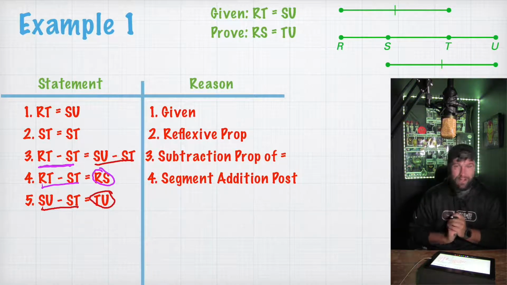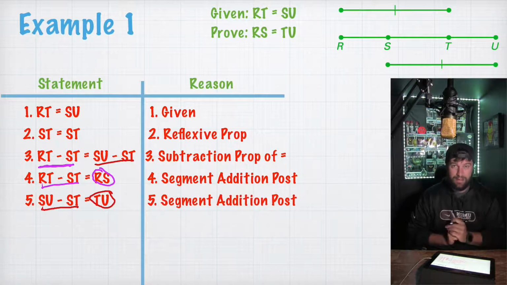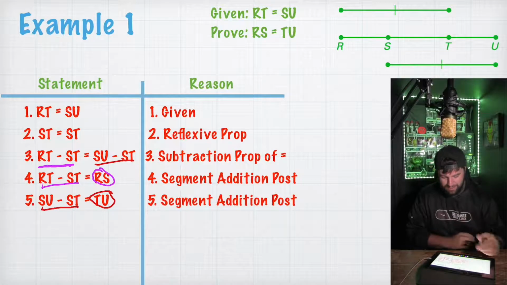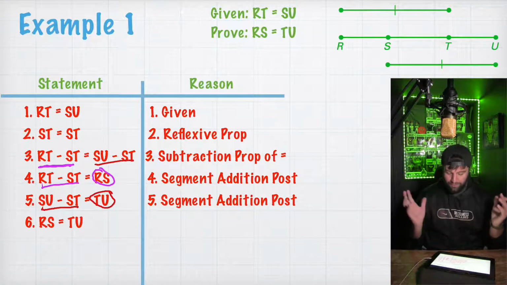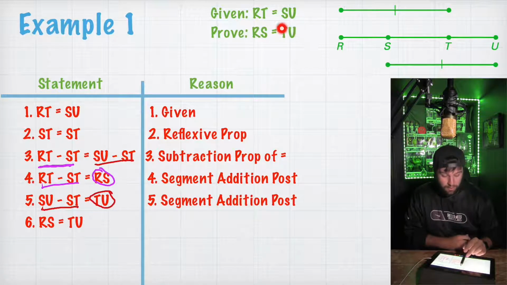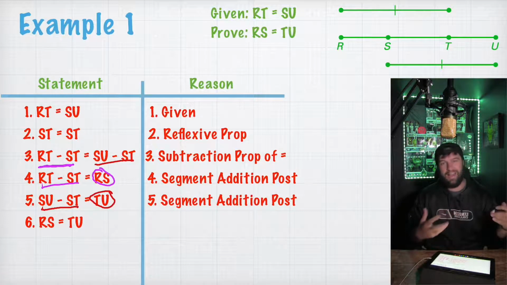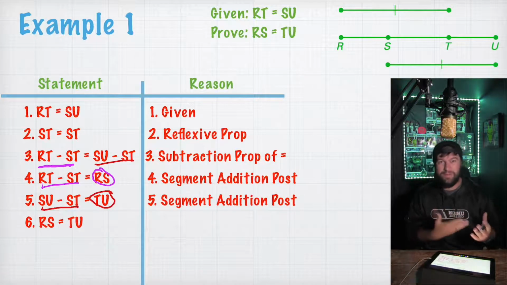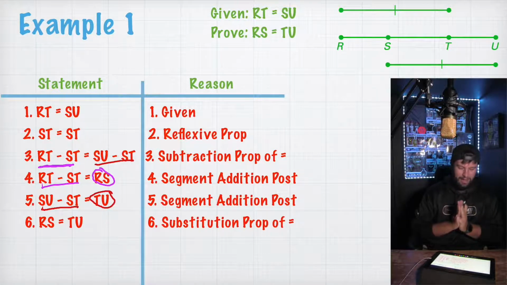What was the reason for statement 5? The same as statement 4, the segment addition postulate. Okay, now let's substitute in our RS and TU. So we're going to have RS equals TU, which is what we're trying to prove. And the reason we're allowed to do that, I use the word multiple times, we're substituting it in, okay? So the substitution property of equality.